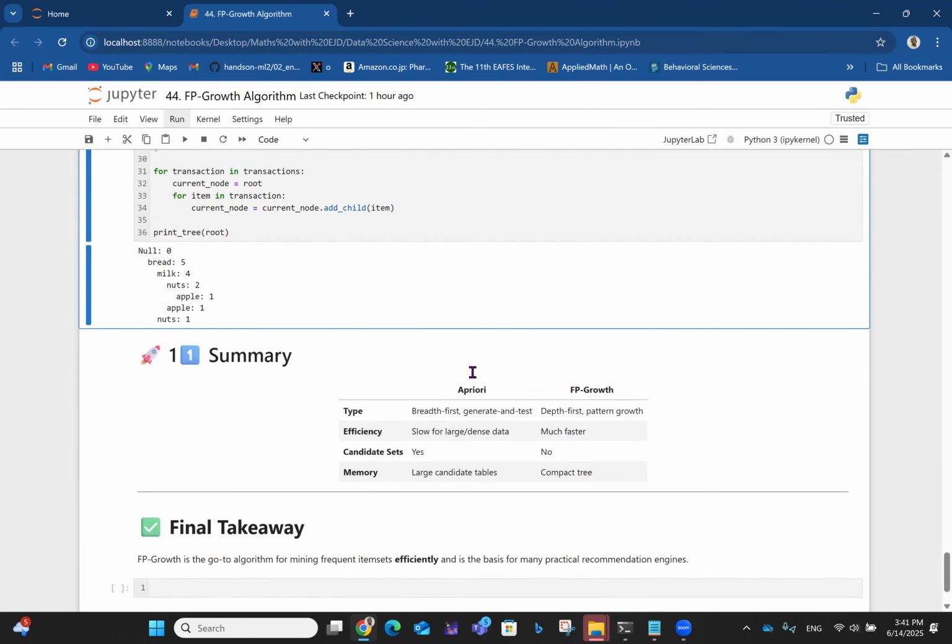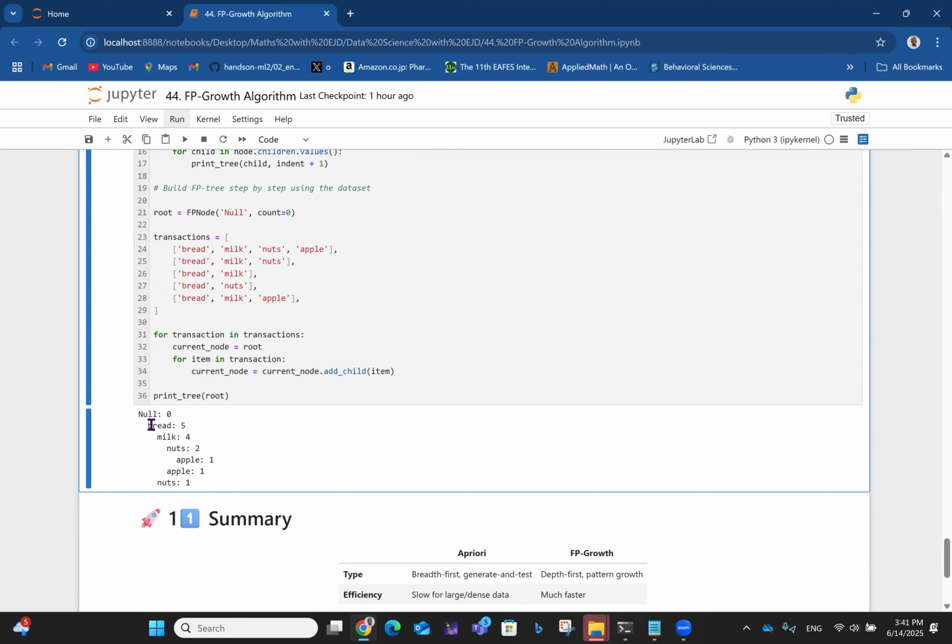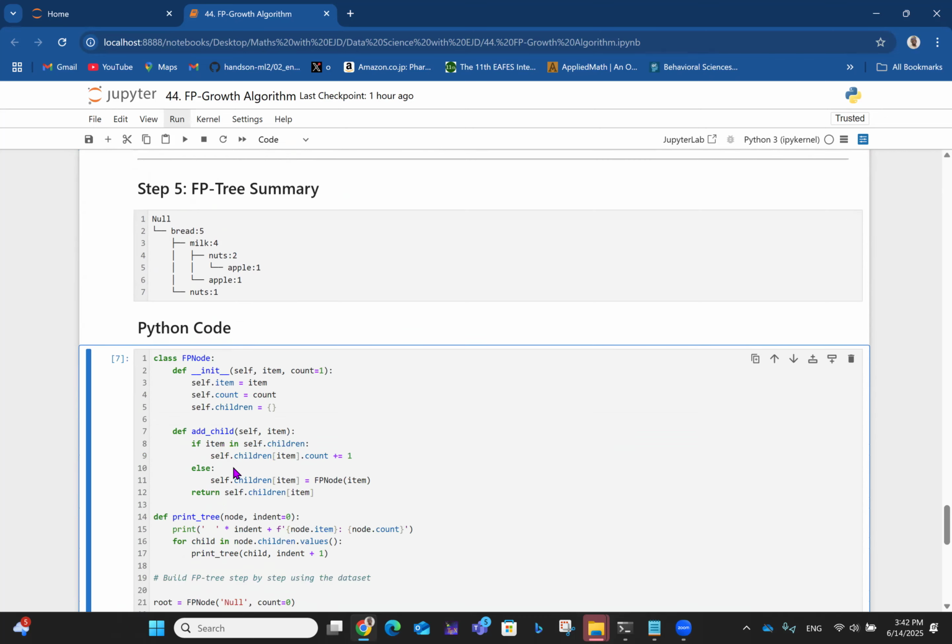It just gives null is 0, bread is 4. So from null to bread. Anywhere there is a direct connection, that's what you have going like this. Bread to milk directly, milk to nut directly, nut to apple directly, and then milk to apple directly, and then bread to nuts directly. And that's exactly what this tree shows us.